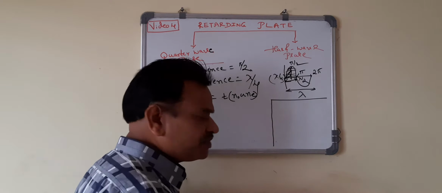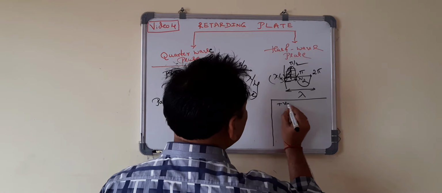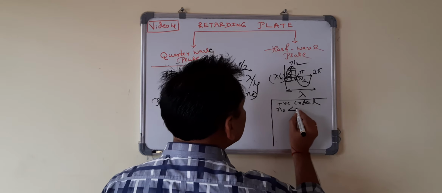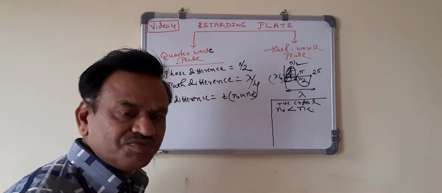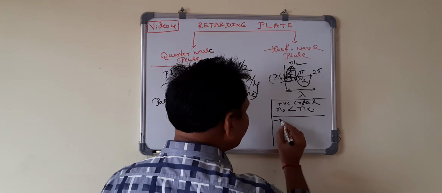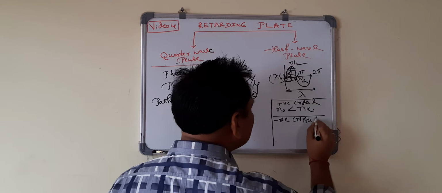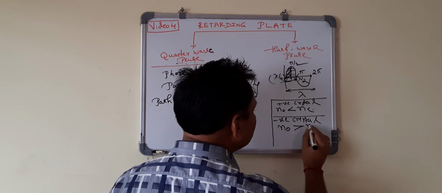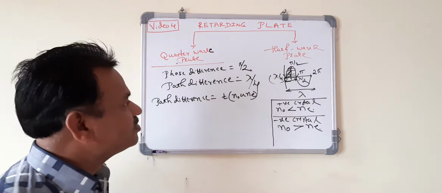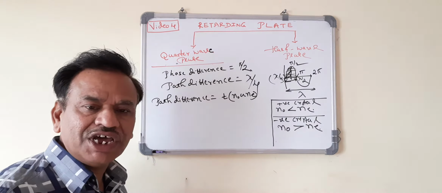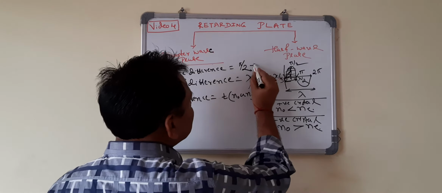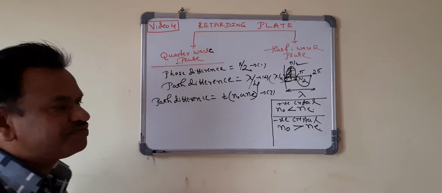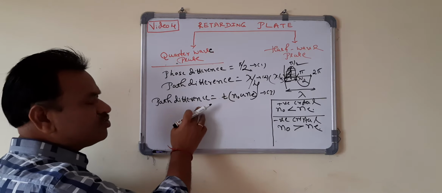Go through my previous video, where for a positive crystal NO is less than NE. For a negative crystal it is exactly opposite: NO is greater than NE. That's why I have written the general equation here. Now, this is equation number 1, this is equation number 2, this is equation number 3. This is also path difference, and this also is path difference.